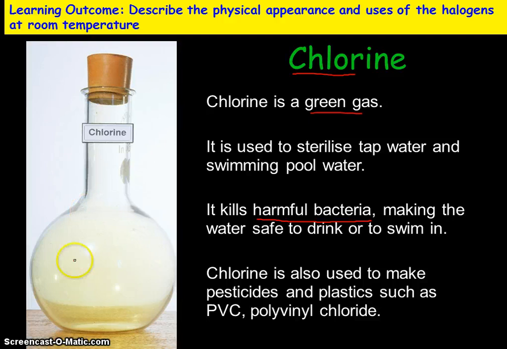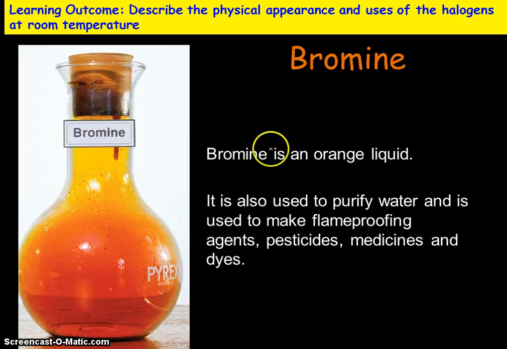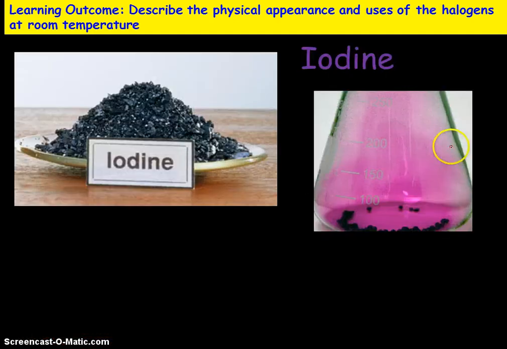Now you can see we've gone from a gas in this case to, just at the bottom, a liquid. But because its boiling point is approximately room temperature, it turns into a vapour very easily. So bromine is an orange liquid. It's used to purify water and to make flame-proofing agents. We also use it in pesticides, medicines and dyes. And it's one of only 2 liquids on the periodic table. The only other liquid on the periodic table is mercury, which is a liquid metal.